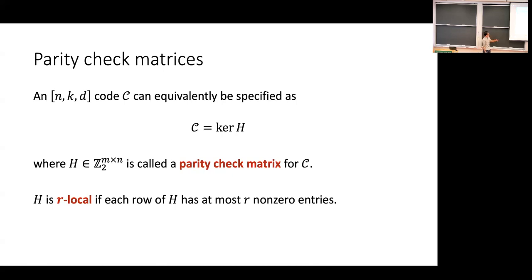And finally, H is r-local if each row has at most r non-zero entries. So I said the rows are constraints, and if it's r-local, it means that the constraints only look at r bits of your codeword at a time.